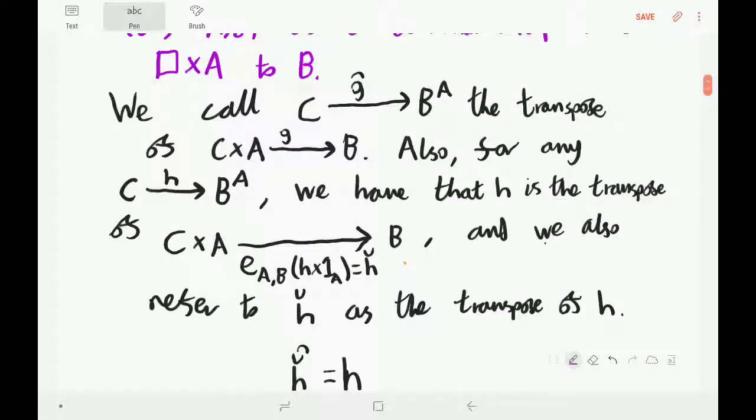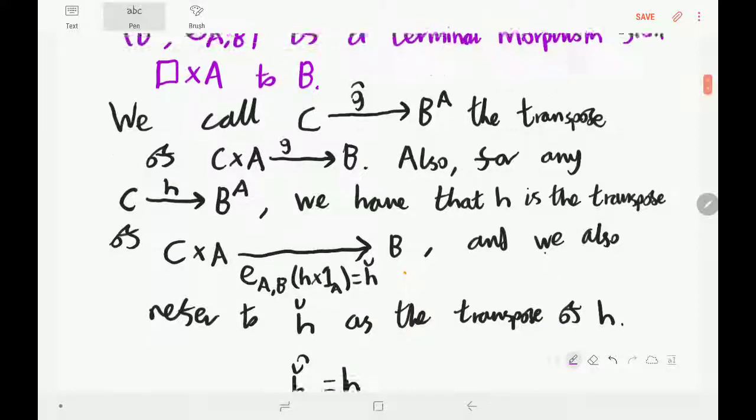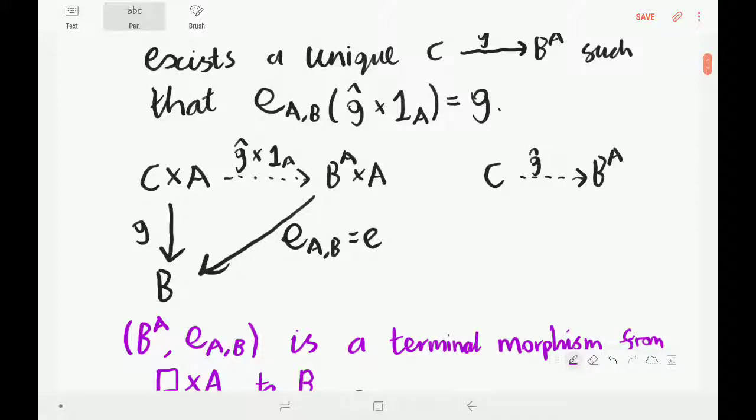So what I'm basically saying is that if we have an arrow H into an exponential object, we can always find an arrow from C times A to B, which this H is the transpose of. And we also call this H cup here the transpose of H. So we use this word transpose to convert. So the transpose of this G is this G cap, and the transpose of this G cap is this G.